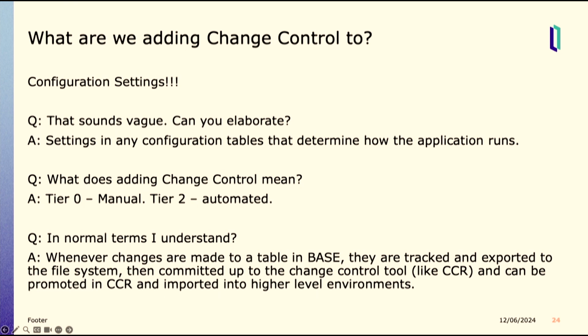So right now, a lot of this is Tier 0, where people will have to manually make the changes, document it, and then make it again in higher level environments, which is very prone to human error, especially since some of these settings are very sensitive, so a typo can cause vastly different results.